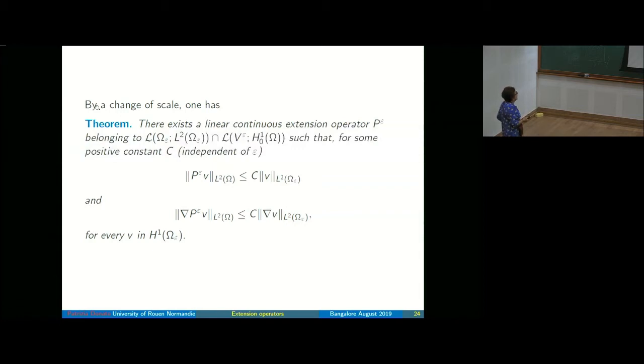And by change of scale, summing, one obtains the same result from omega epsilon to H10. That means that you can find an extension operator, linear continuous, from L2 of omega epsilon in L2 of omega intersection V epsilon H10, such that you estimate the norm in L2 by the norm in L2, and the norm in L2 of the gradient by the norm in L2 of the function. Here also there is a mistake.